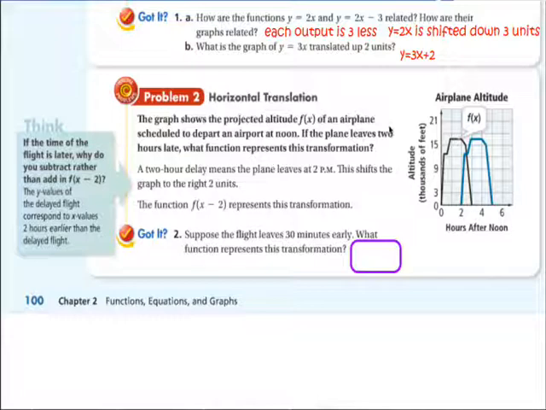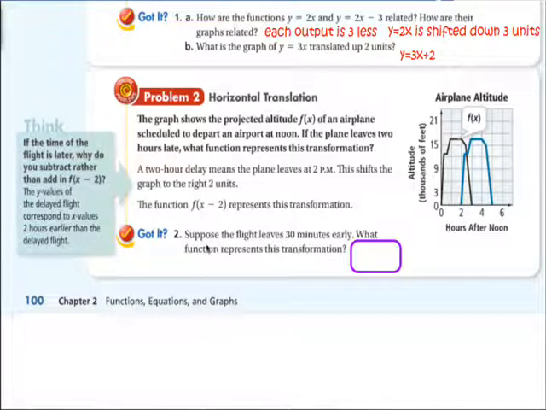Pretty easy stuff, okay? Now, here we're looking at a graph of an airplane altitude over a trip, and they're supposed to depart at noon, and if the plane leaves 2 hours late, it's going to end up being over here. And when we shift to the right, we subtract, okay? So instead of leaving at noon, it left at 2, so the function is now f of x minus 2. When we subtract, it shifts right, okay?